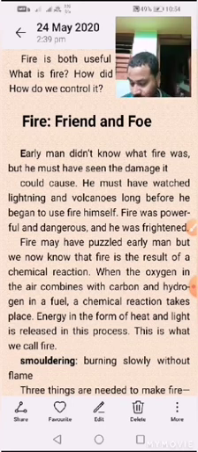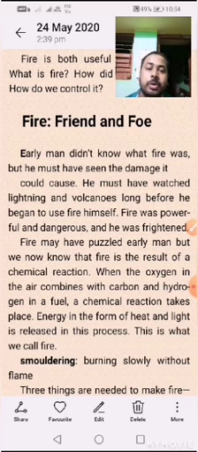Okay, so today we will read the text. We will discuss the text Fire, Friend and Foe that is prescribed in the English syllabus of class 7 CBSE. Okay, we will not discuss here word by word because it will be lengthy. So we will discuss here only the main points.